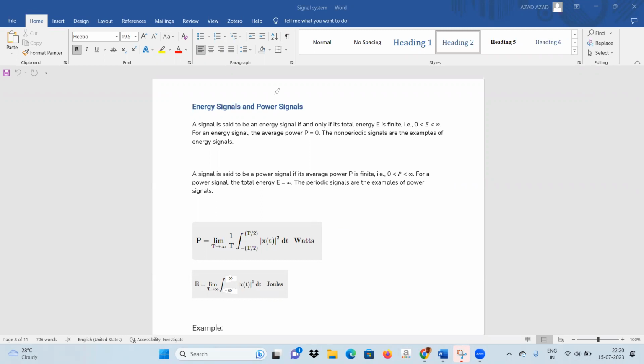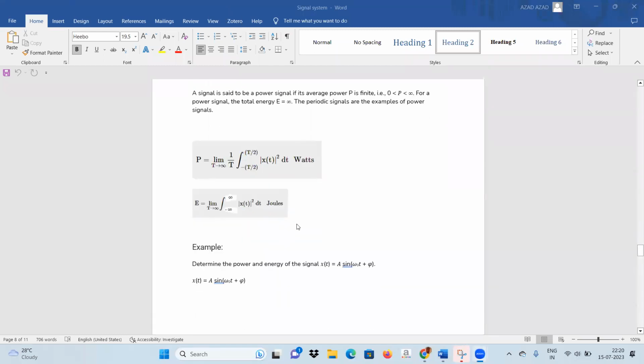Let's see how we can calculate the energy and power of the signal. This is the formula to calculate the power of the signal. T is the time period, and integration from minus T by 2 to plus T by 2 of x(t) squared dt. And this is the formula for energy: limit T to infinity, integration from minus infinity to plus infinity of x(t) squared dt.